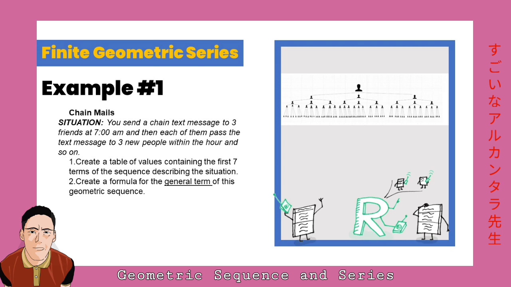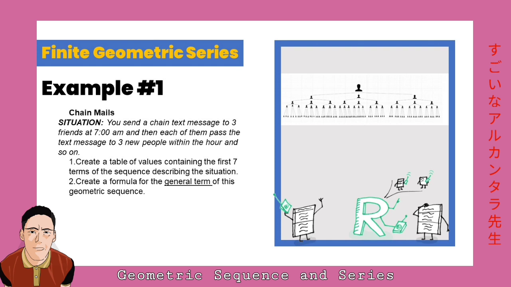And for example, right here, you're the one who started it. So you send this chain text message to 3 friends at 7 a.m., thinking that you have 3 friends. Maybe you even have more. Who knows? But then each of them passed the text message to 3 new people within the hour and so on. So basically, the hour that you sent it to them, they already sent it to 3 of their friends. That's why after 7 a.m., by 8 a.m., they sent it to 3 of their friends also.